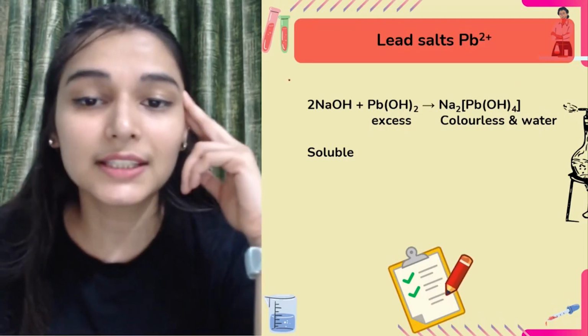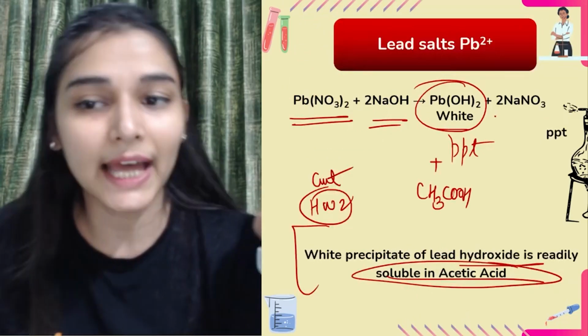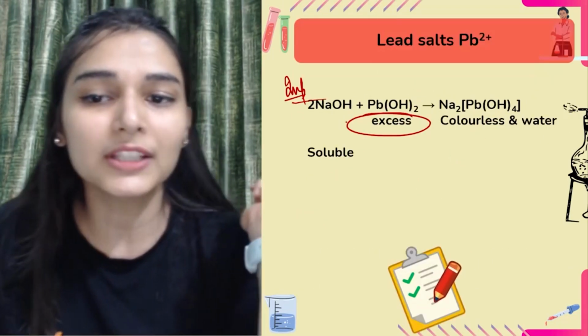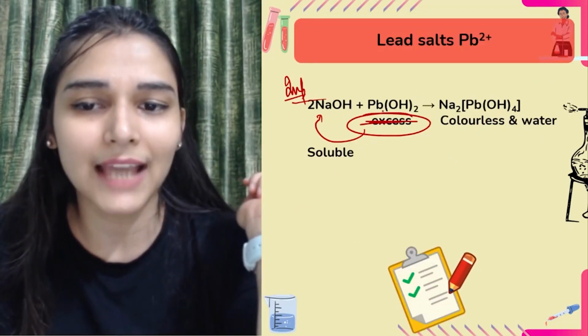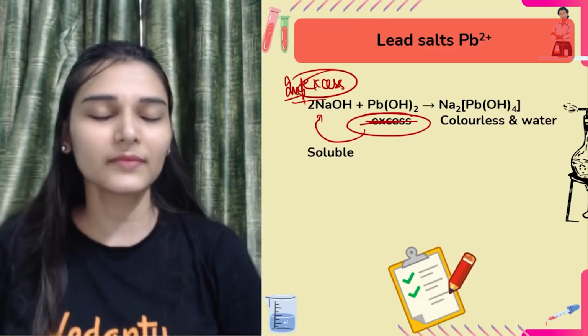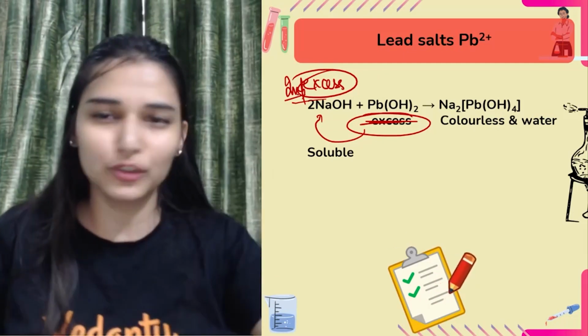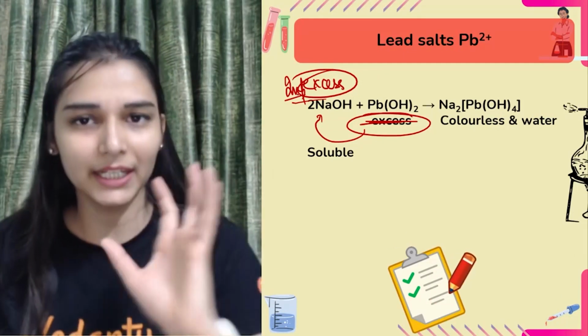Very good. So this is again important. I told you the lead hydroxide precipitate formed, this white precipitate, would be soluble in excess. Excess of sodium hydroxide comes here. And going back, also correct the formula of chromate. I guess that was also written wrong there. So correct it, okay?